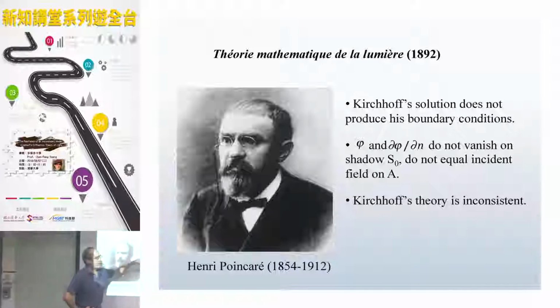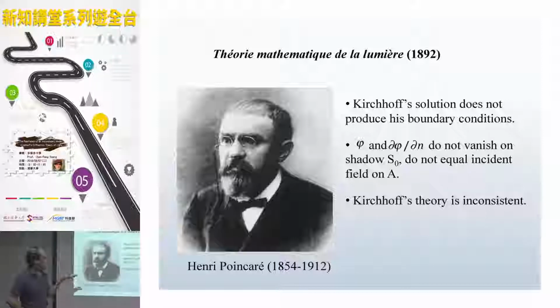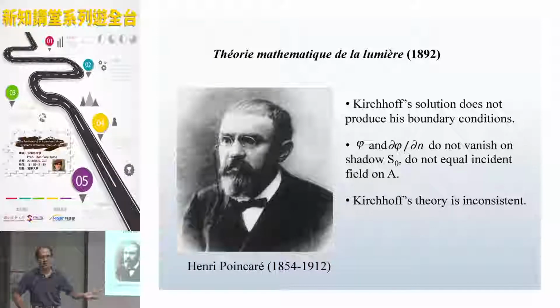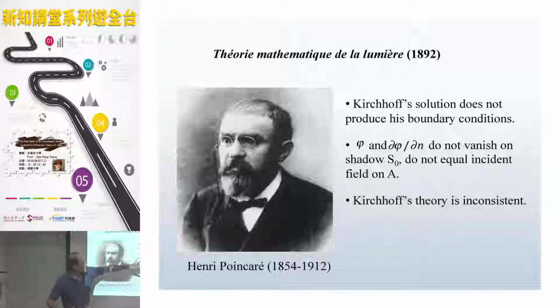So in other words, in Kirchhoff diffraction fields, phi and its normal derivative do not vanish on the shadow region, and they do not equal the incident fields on the aperture. This means that Kirchhoff assumed a set of boundary conditions, used them to solve the wave equation, and got the diffraction fields as an integral. But when he goes back to check whether that diffraction field can reproduce the boundary condition on the boundary, it cannot. Therefore, there's a problem. Kirchhoff's theory was inconsistent, was incorrect.